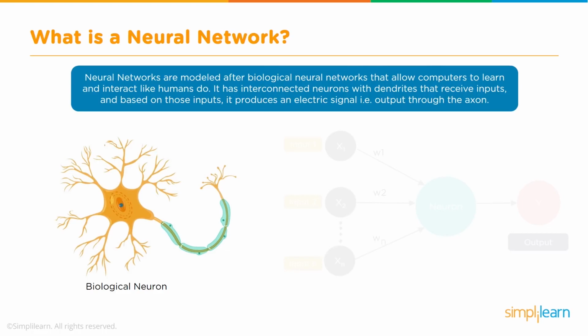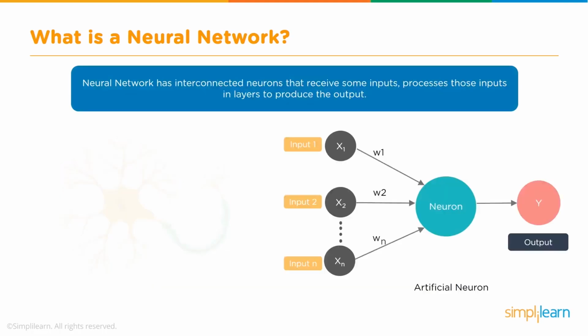You can see here how a biological neuron looks. And here's how an artificial neuron looks. So, a neural network is basically a simulation of our human brain. The human brain has billions of biological neurons, and we are trying to simulate the human brain using artificial neurons.